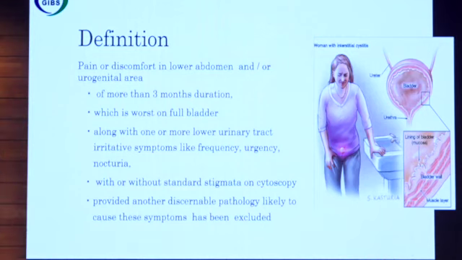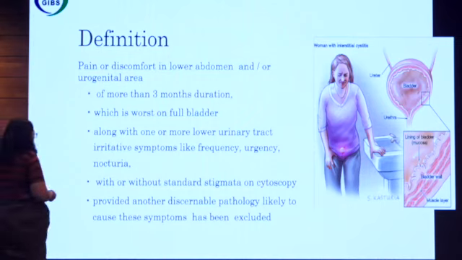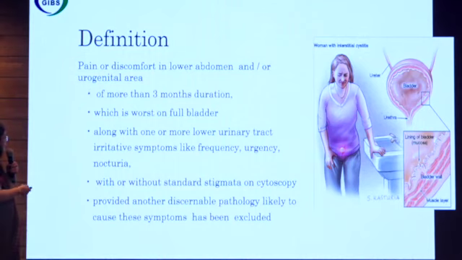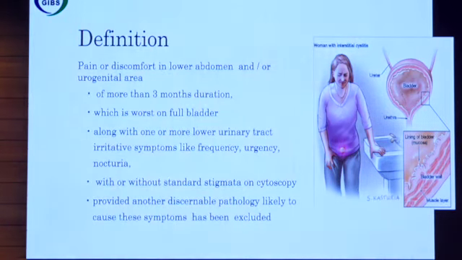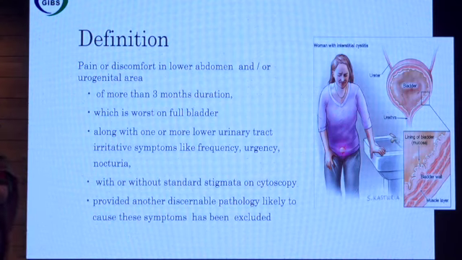Why? Because it will prevent overdiagnosis, and it will also prevent failure to diagnose, because our patients are very poor in follow-up. So 6 months is not good; 3 months is better. The other part of the definition is that this pain is worst on full bladder. That's very important, along with one or more lower urinary tract irritative symptoms like frequency, urgency, and nocturia, with or without standard stigmata on cystoscopy, provided another discernible pathology likely to cause these symptoms has been excluded. Diagnosis of exclusion.